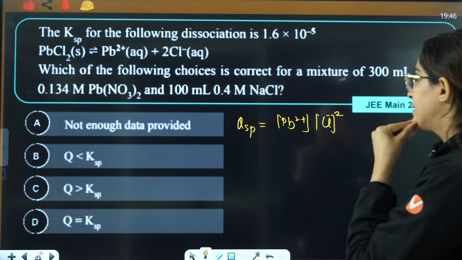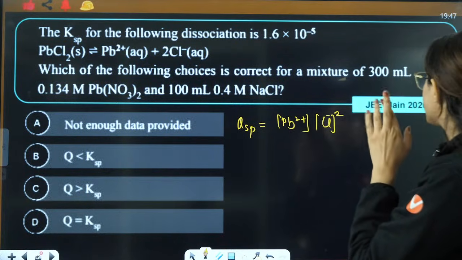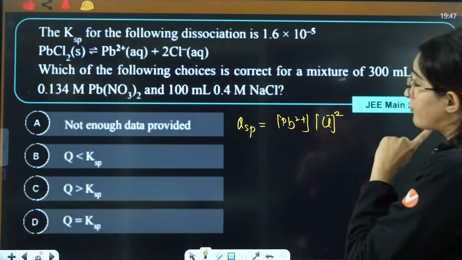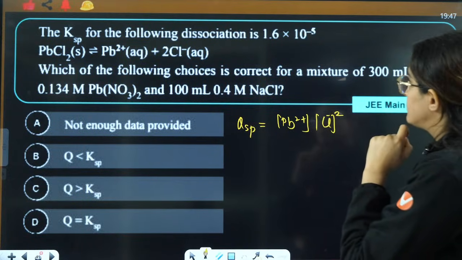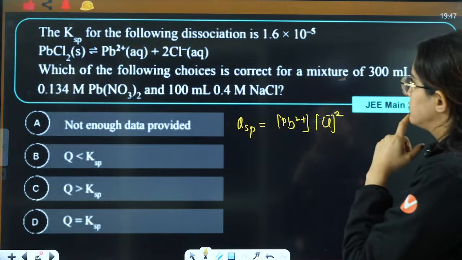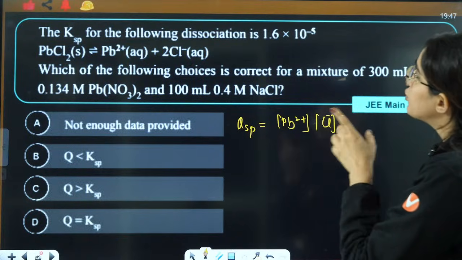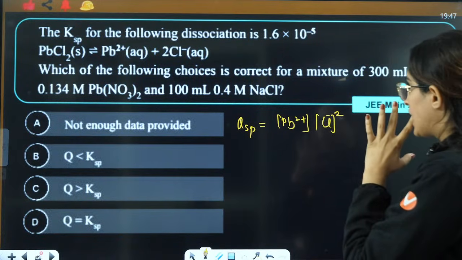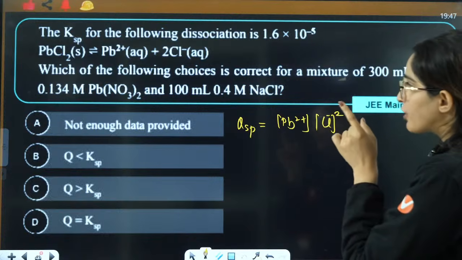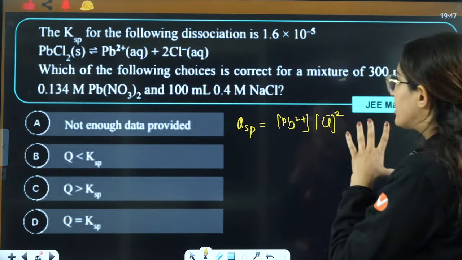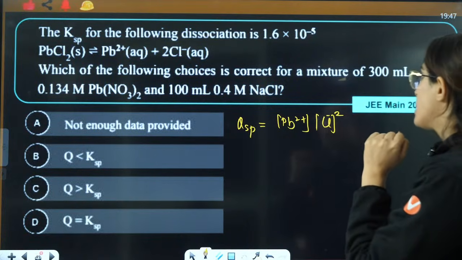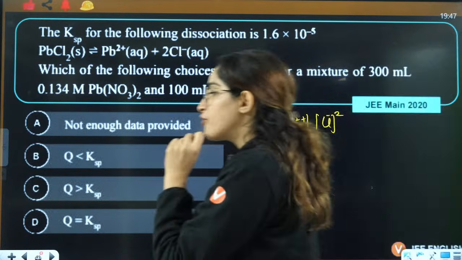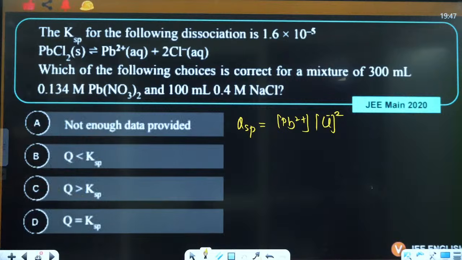Now molarity is given to you, for a mixture of 300, where the volumes are different. Pb2+ is coming from this one and Cl- is coming from this one, right? So here 300 of this molar, and this is 100 milliliter of this molar. So that means that here the number of moles are going to be different.